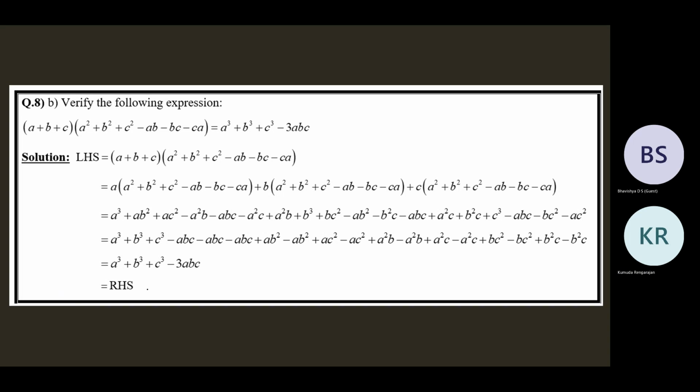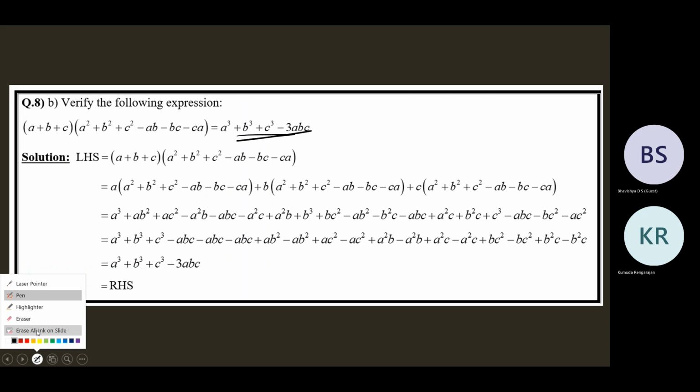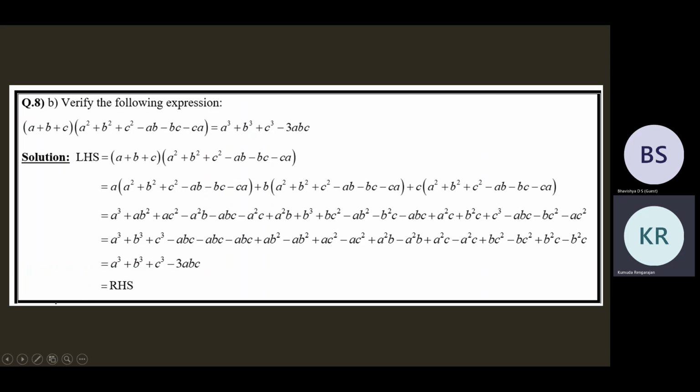All right. So this is what we get, which is the RHS. You understand how to verify? Yes, ma'am. All right, good. So please work all this, okay? All the OR questions, please work it as homework.